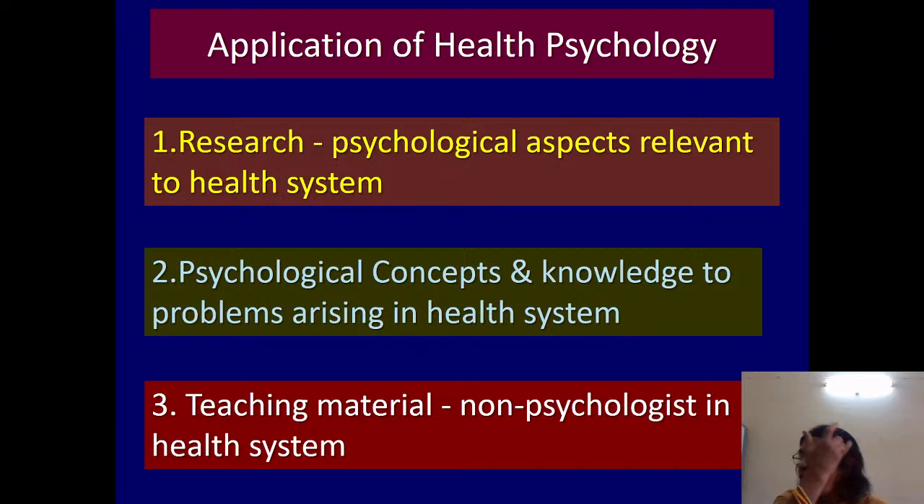Application of health psychology. Where all we apply psychology. The most important area where we apply psychology is in research. We want to find out the psychological aspects which are relevant to health system. So psychological concepts and knowledge to problems arising in health system. These are the studies which are being conducted, and they want to find out what are the concepts and the knowledge to the problems which are arising in the health system. This is totally related to health psychology, not to others. The health system related to health psychology. And the teaching material, non-psychologist in health system. So the teaching material is also important. They want to find out from the non-psychologists in the health system how best it is to teach about the health aspects related to psychology.